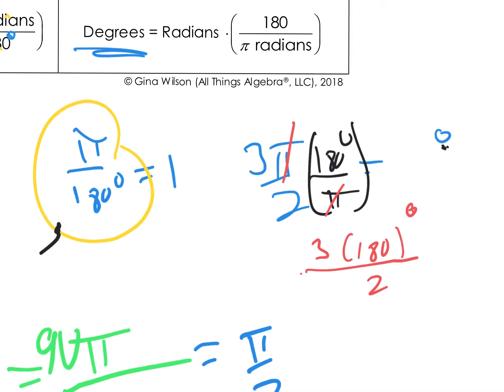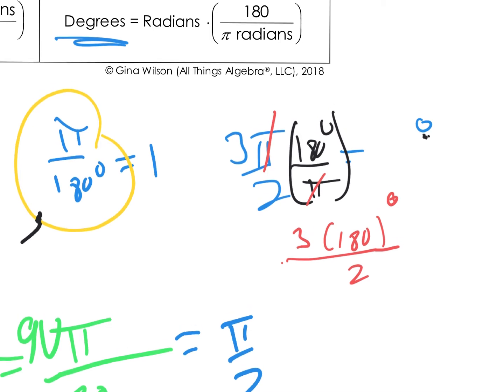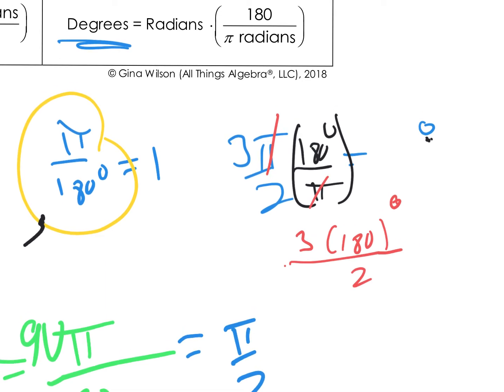So I'm left with 3 times 180 over 2 degrees. So what is 3 times 180 over 2? Divided by 2 is 270. 270 degrees.